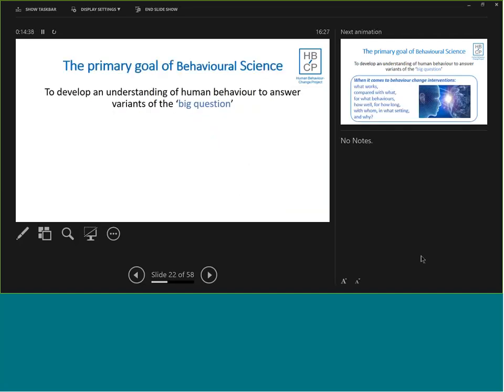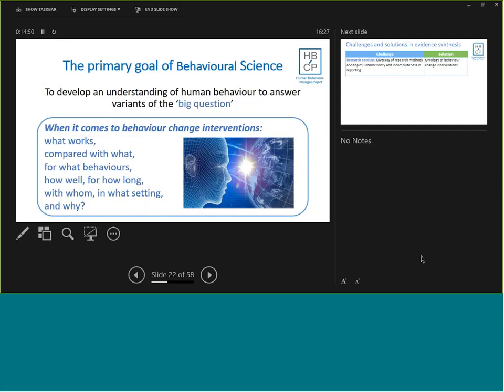Okay, so the primary goal of behavioural science, I would say, is to develop an understanding of human behaviour to answer variants of what I'm calling the big question here, which is, for behaviour change interventions, what works, compared with what, for what behaviours, how well, for how long, with whom, in what setting, and why. Now, not everybody wants to ask every aspect of that question, but these are the kind of constraints that policymakers want to put on the kind of questions that they ask.